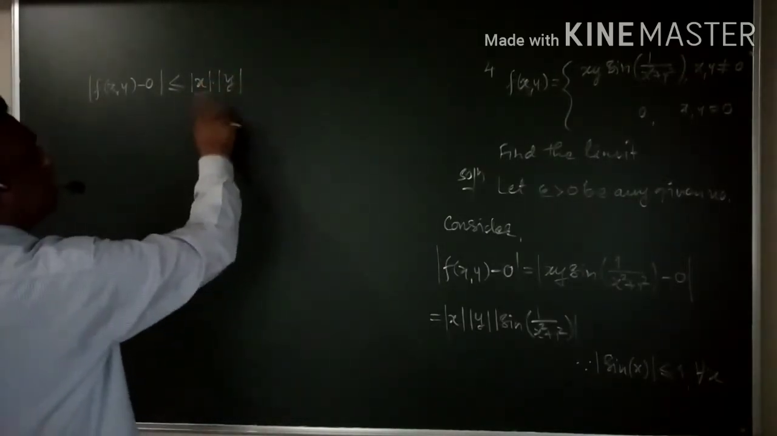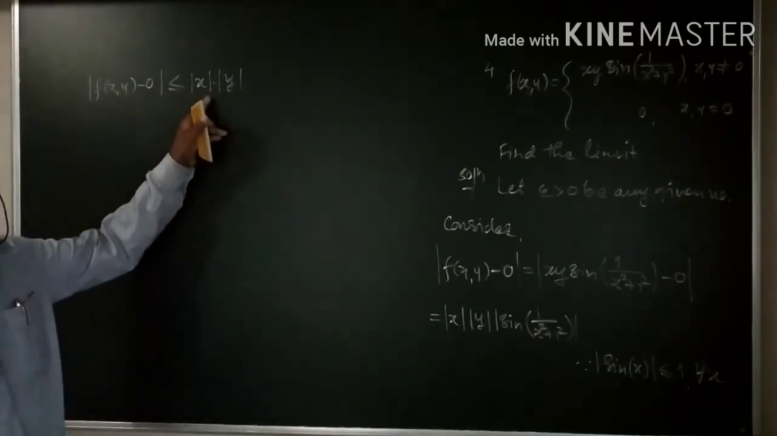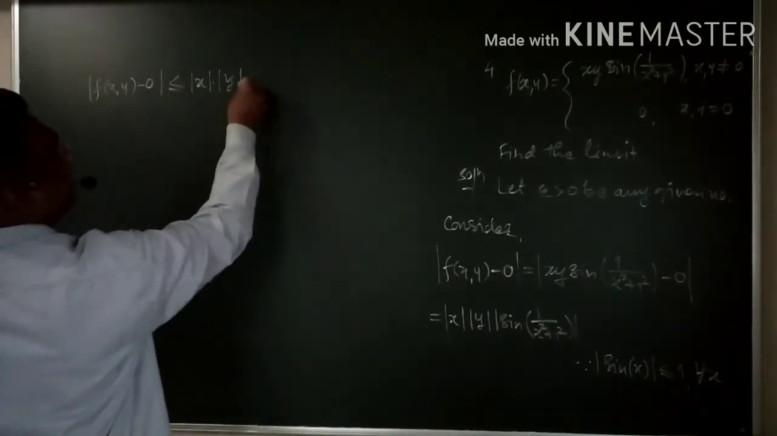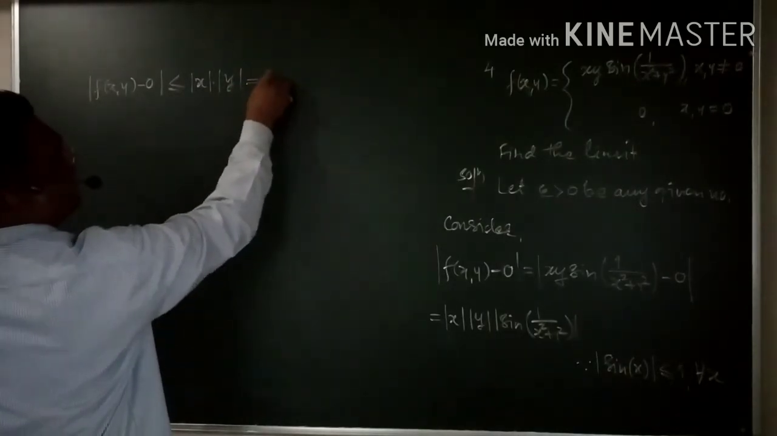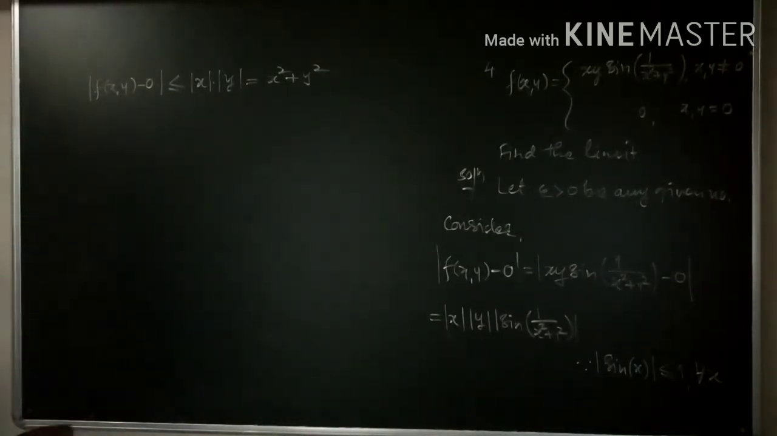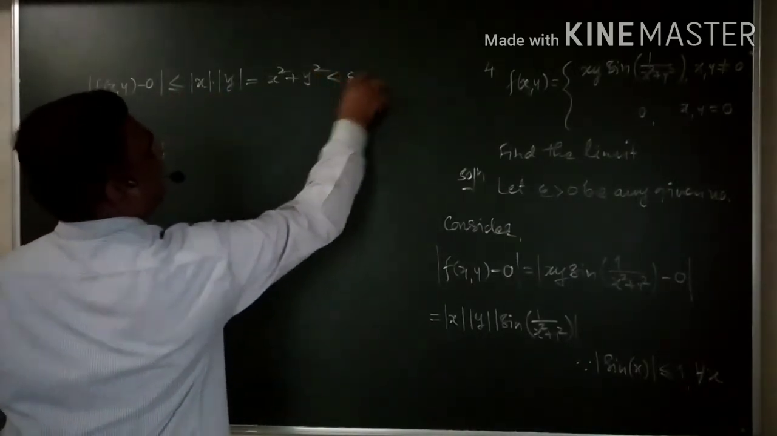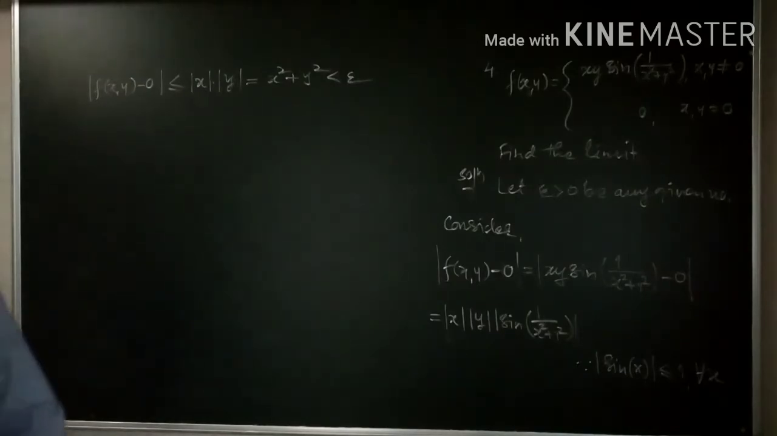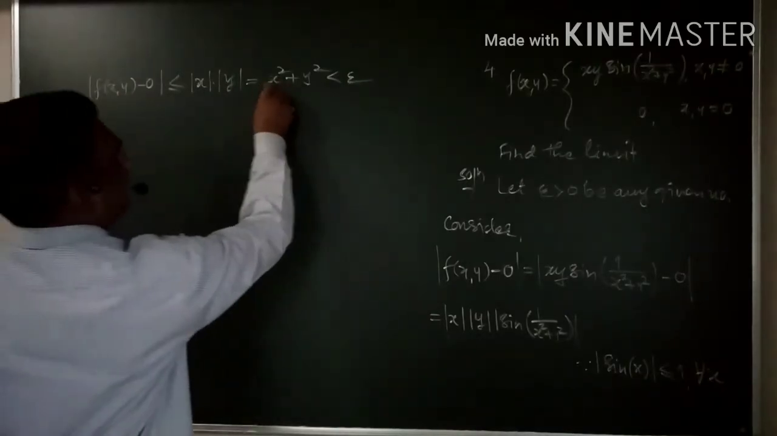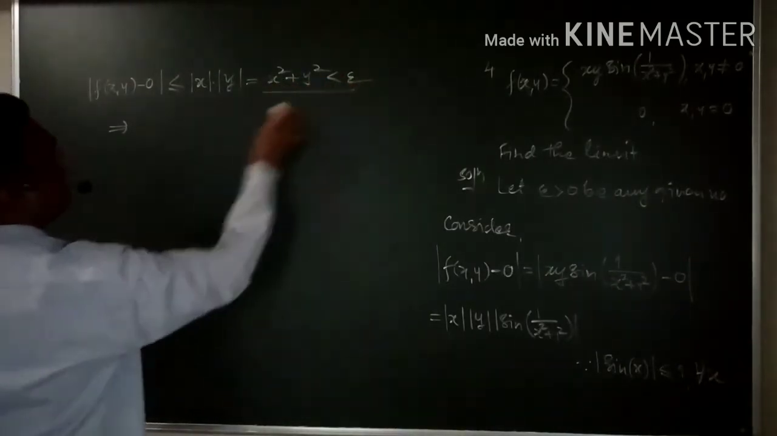I know that absolute value of x is less than or equal to root x square plus y square, and absolute value of y is again less than or equal to root x square plus y square. Therefore this is equal to x square plus y square, by using the inequalities which we know previously. And this is now less than epsilon. This implies x square plus y square is less than epsilon.